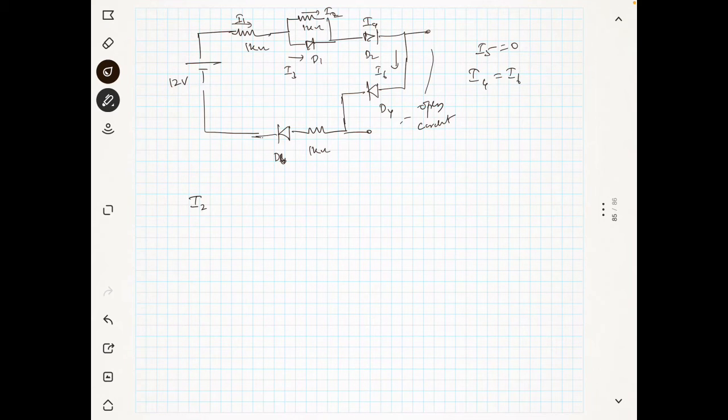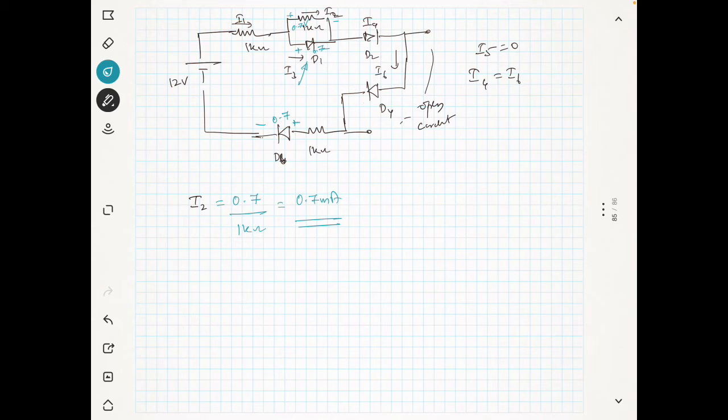Now what will be I2? The voltage drop across D2 will be 0.7, because D2 is on. So the voltage across the resistance above is again 0.7 volt. So I2 will be 0.7 divided by 1 kilo ohm, which is 0.7 milliampere. So we got I2. Now the voltage drop across this again is 0.7.